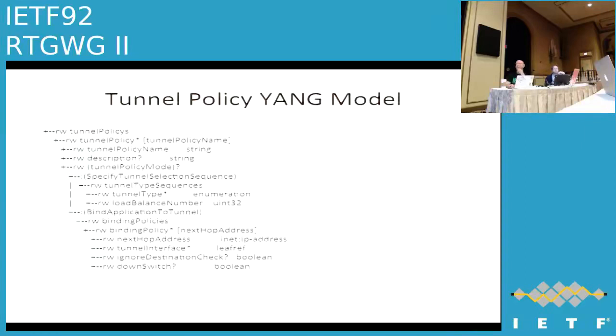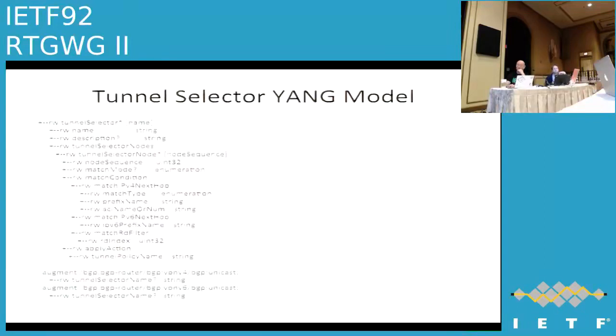Here is the tunnel selector for the route. This is the YANG model. Here we can see it defines the selector name. It can match the next hop, and it can apply the tunnel policy. This means that when the next hop is matched, it can select the corresponding tunnel based on the tunnel policy. And this also needs to augment the BGP YANG models, used for the VPN v4 family and the VPN v6 family. In these families, it can refer to the tunnel selector name. So for the VPN v4 route and VPN v6 route, it can determine the tunnel for the VPN routes based on the tunnel selector.